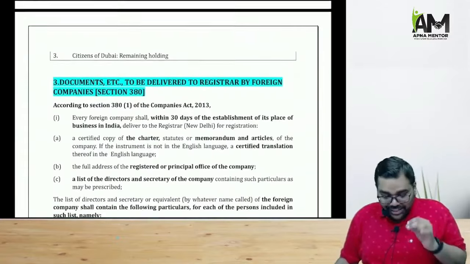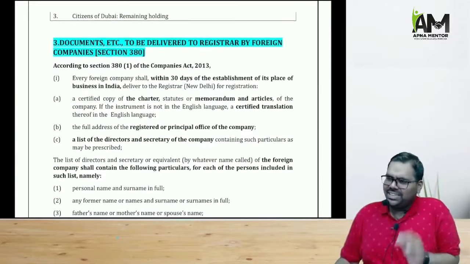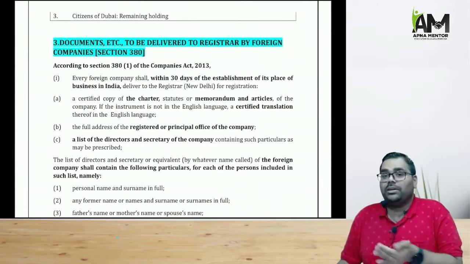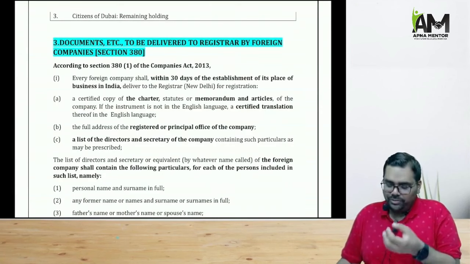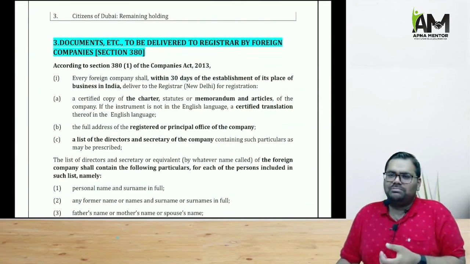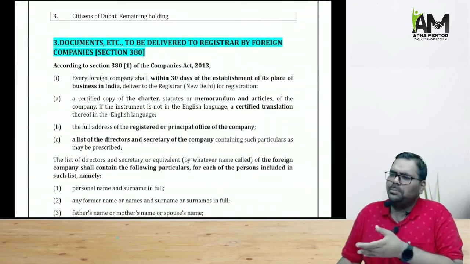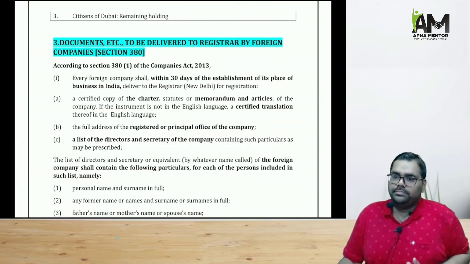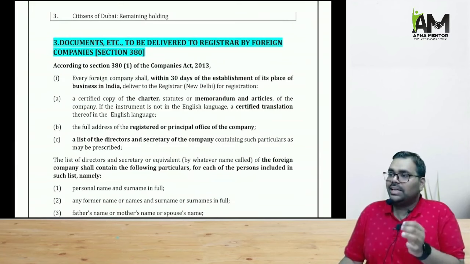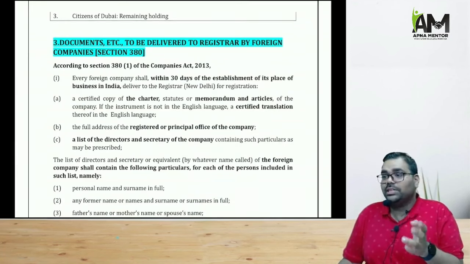Now coming to very, very important sections. Sections 380, 381, very, very important sections. In CA final, when this chapter used to be there, so many times questions have come repeatedly only on section 380. At least 7 to 8 times the questions have come only on section 380.